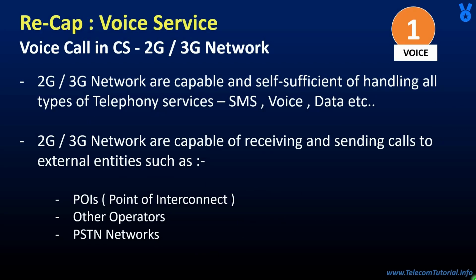Similarly, an incoming call can be processed directly within the VoLTE network without involving any physical path via the CS core network. Now let's do a quick recap before we move to the next section. Voice call in CS, which is 2G 3G network. 2G 3G networks are self-sufficient and can handle all types of telephony services. Here 2G 3G networks can handle SMS, voice and data traffic. 2G 3G networks are capable of receiving and sending calls to external entities such as other POIs, other operators, other PSTN networks.